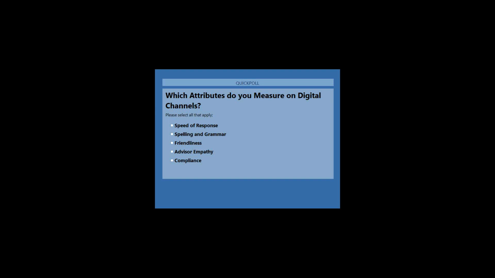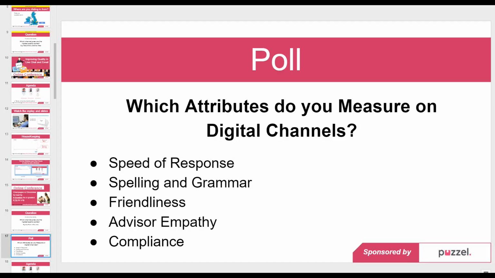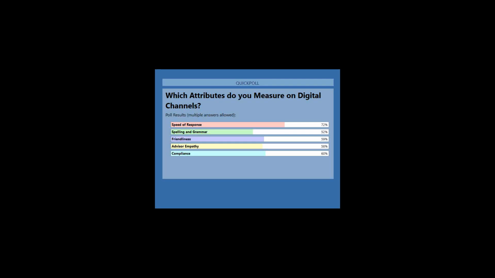Okay, well, let's have a look at the results here. Sample size of 190, so I'll just share the results with you all. And perhaps not surprisingly, speed of response comes up very high on there with compliance. But I think the good news is that a lot of the other things, such as advisor empathy, certainly get a very high score. In fact, there's very little difference between friendliness, advisor empathy, and compliance. And perhaps, Sandeep, what's quite surprising, spelling and grammar is probably the bottom one on that list.